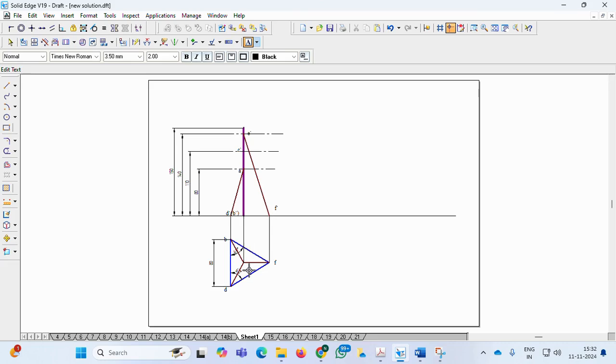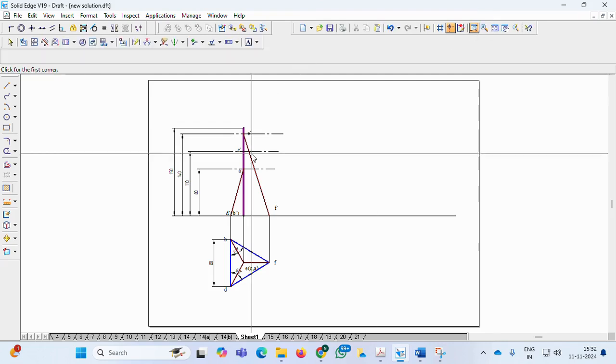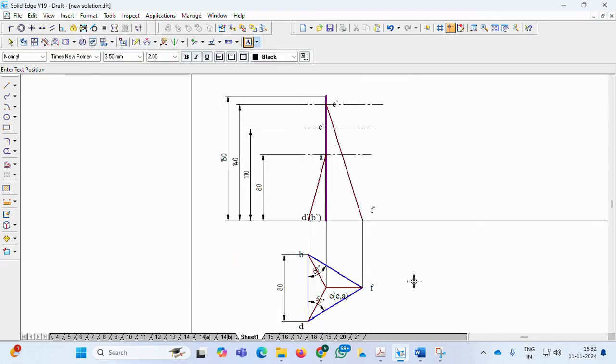So first I will name this. So here you can see E inside bracket C comma A. So just zoom this. So I will name this C dash and A dash.